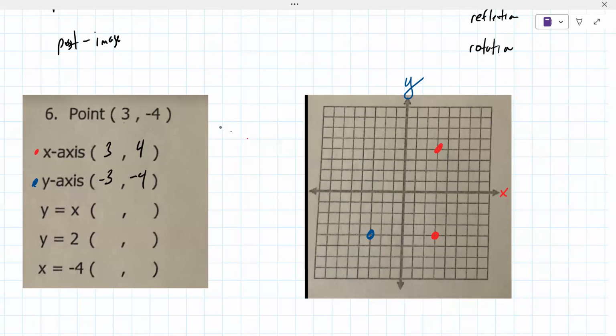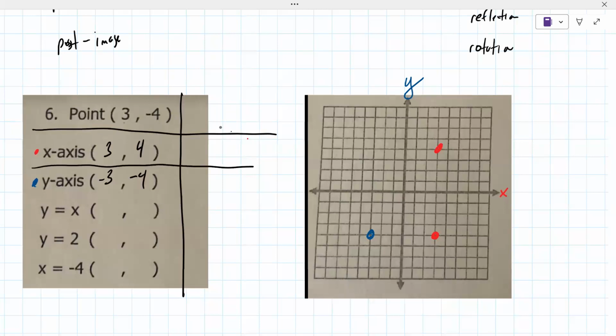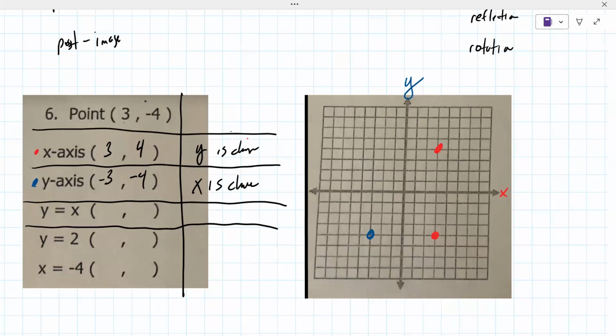Okay. And what I actually think is just as important, which I don't know why your teacher isn't asking for, is to put a verbal description of what's happening. Like what is changing from the original coordinate? Is it the X or the Y or both? What's changing from the original? The Y has changed. How about with the y-axis one? What's changed from the original? The X has changed, yeah. All right, we're going to come back to y equals x because that one's a little weird.